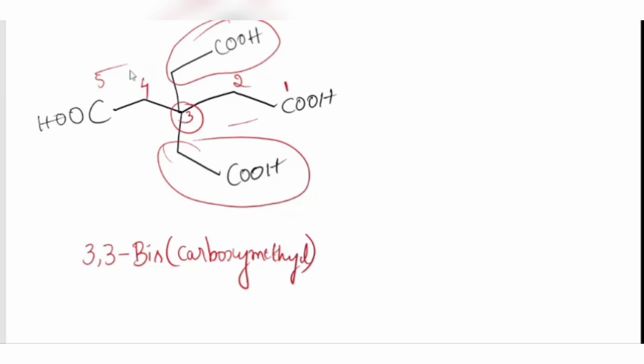Over here I am finding 5 carbons, that's why pentane, ane, because the primary suffix is ane, there is carbon-carbon single bond. That's why here I will write di, and here oic acid, dioic acid. This is the IUPAC nomenclature for this particular compound. 3 comma 3 bis carboxy methyl pentane dioic acid.